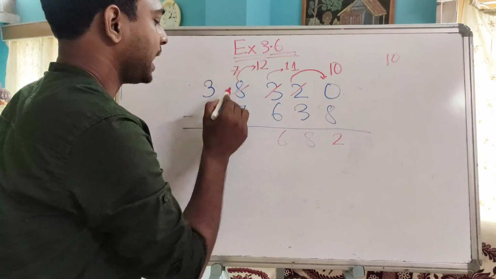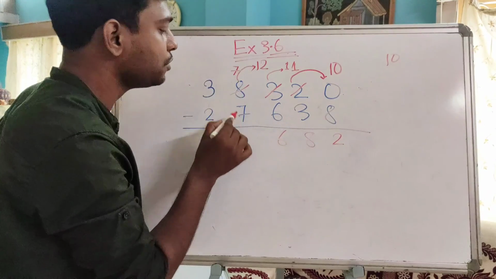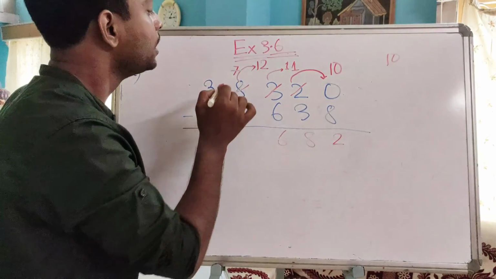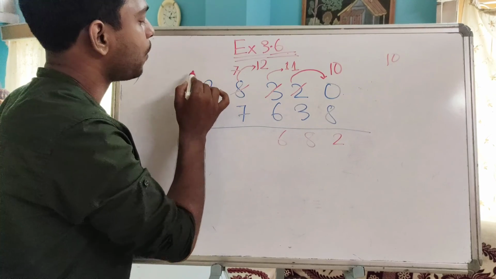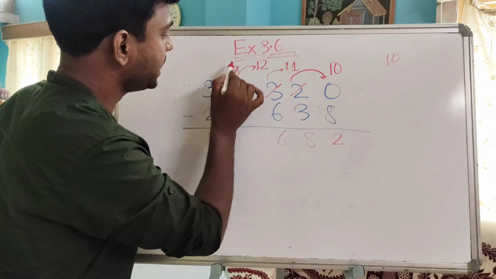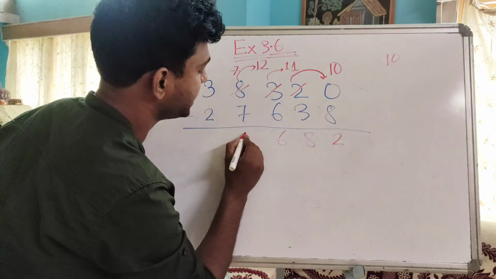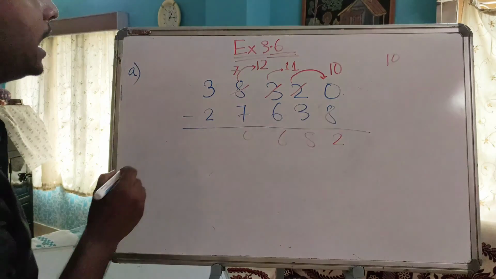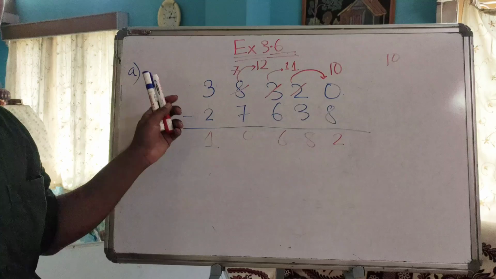Now 7 minus 7. Yes, 7 minus 7 is possible because these two numbers are the same. So in this situation we are not required to borrow one digit from this place. So we can simply subtract 7 from 7 and 7 minus 7 will give us 0. And now 3 minus 2 will give us 1.